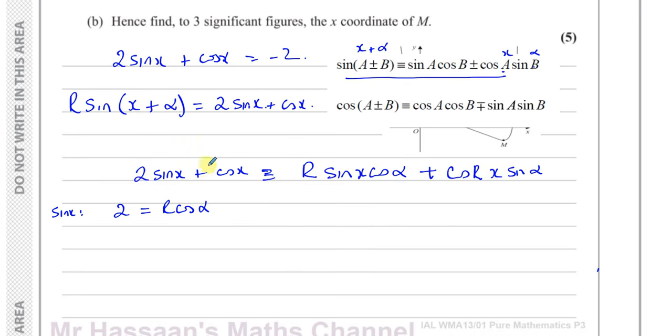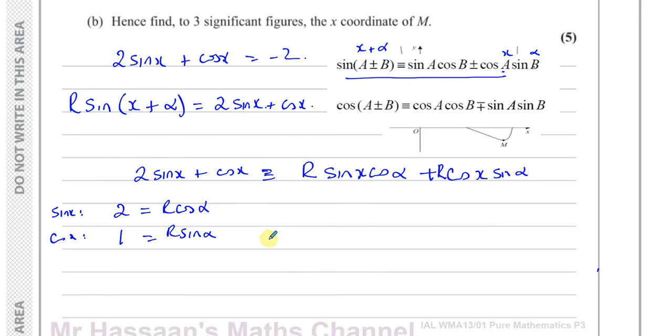And here you have 1 cosine x, and here you have r sine alpha times cosine x. So we can compare the cosine x's, and we have on this side 1 cosine x, on this side we have r sine alpha cosine x's. So now we have these two equations. Now I can solve this for alpha, and I find what r is, and there's a nice simple way.